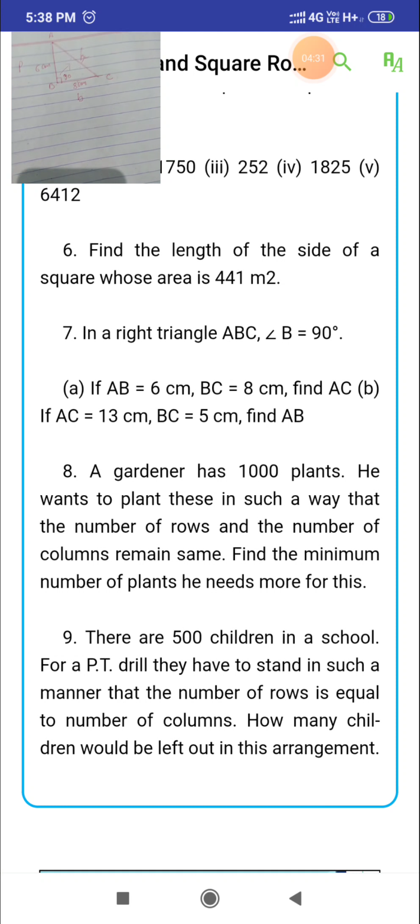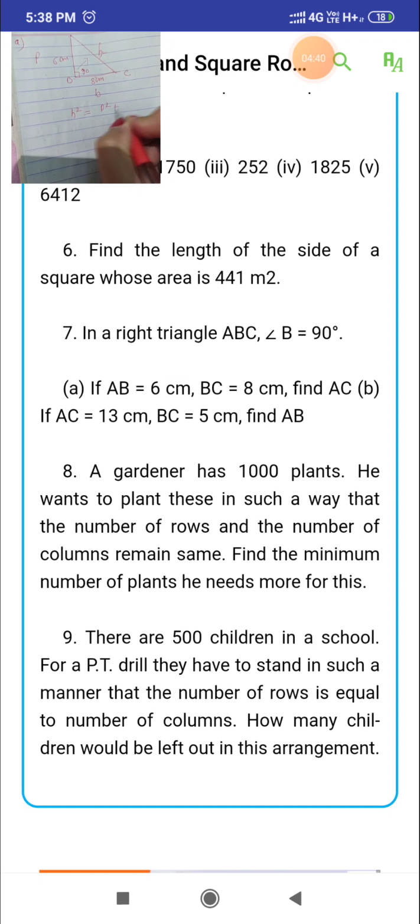Now we are going to apply the Pythagoras theorem for this triangle, and according to the Pythagoras theorem, hypotenuse square is equal to perpendicular square plus base square. Now we are going to put all the values from our question into this equation. So hypotenuse is AC, we write here AC square. Perpendicular is AB, so we write here AB square, and base is BC, so we write here BC square.